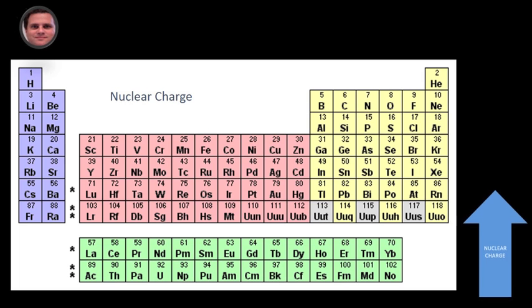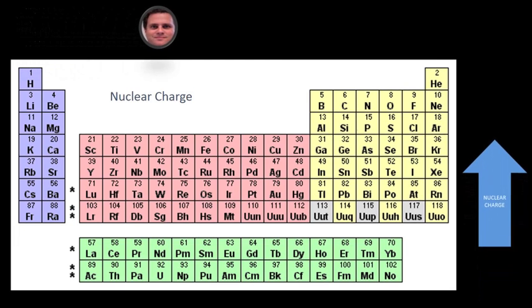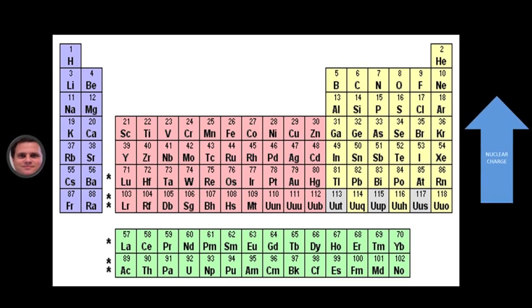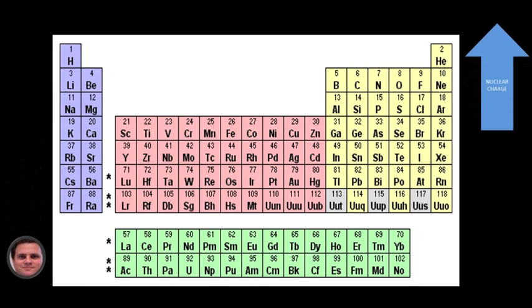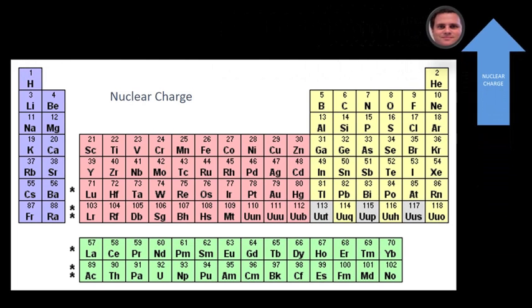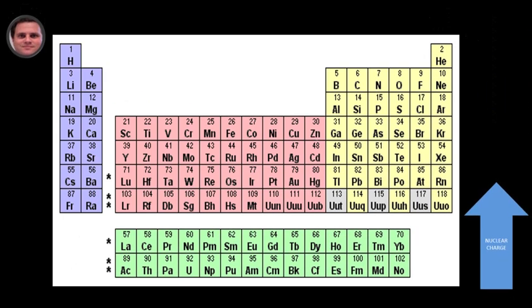And as this animation shows, the nuclear charge increases as you go down a group because, as you can see, the atomic number increases down a group, which means the number of protons increases, thus the nuclear charge increases. And nuclear charge also increases across the period from left to right because the atomic number increases.